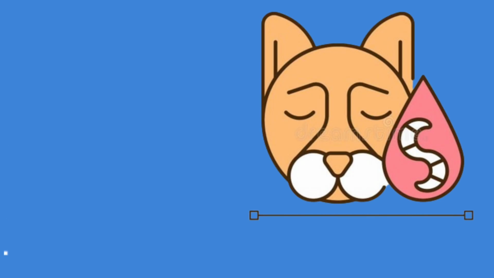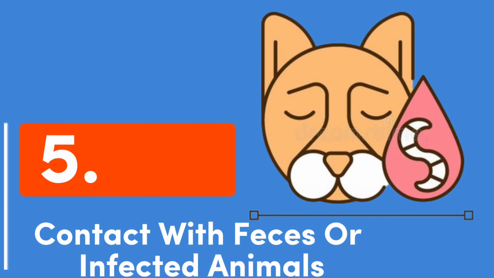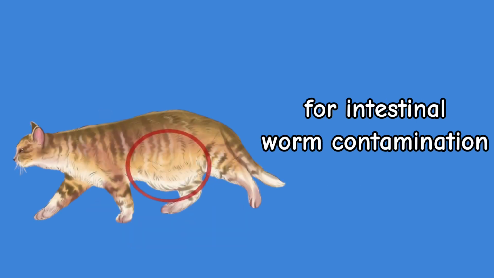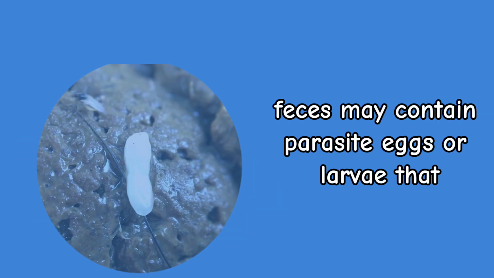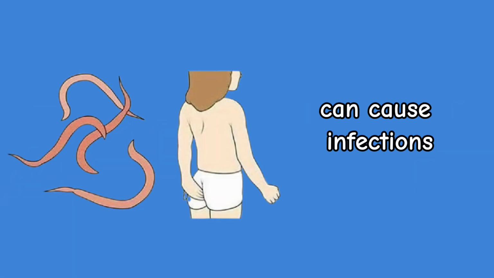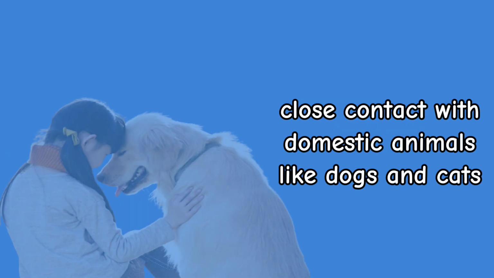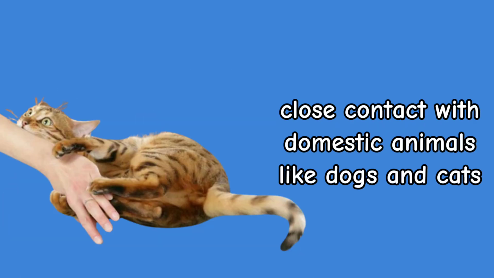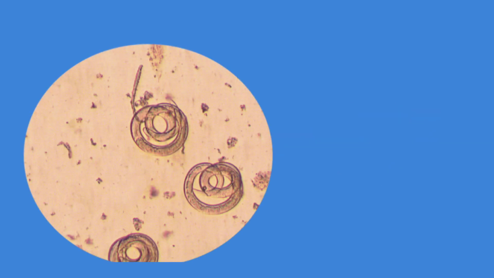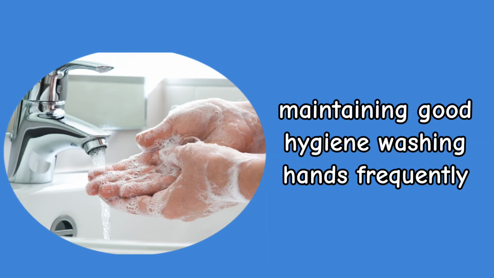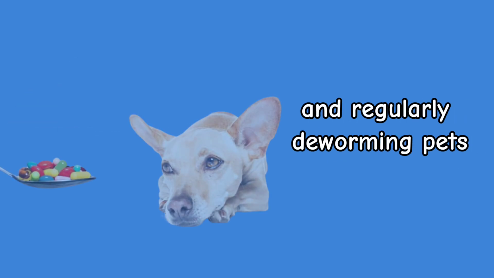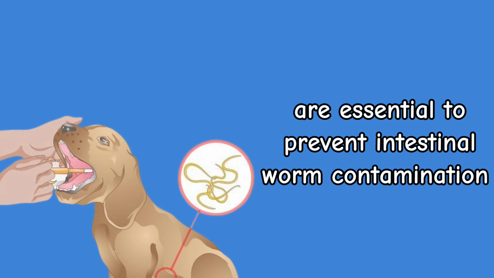5. Contact with feces or infected animals. Direct contact with human or animal feces is a significant risk factor for intestinal worm contamination. Feces may contain parasite eggs or larvae that, when in contact with the skin or ingested, can cause infections. Additionally, close contact with domestic animals like dogs and cats or wild animals like rodents and birds that are infected can also be a contamination source. Maintaining good hygiene, washing hands frequently, especially after using the restroom or handling animals, and regularly deworming pets are essential to prevent intestinal worm contamination.